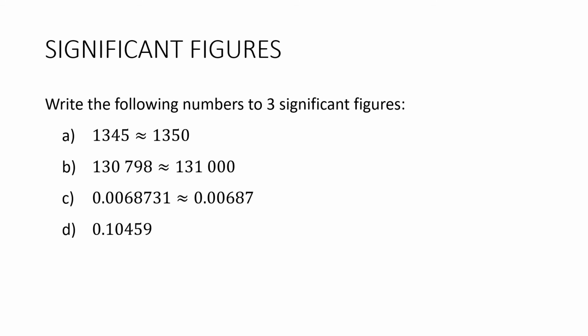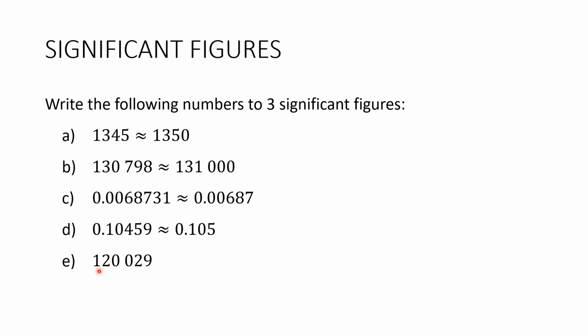What about this one? Okay, we want to keep the 1, the 0, and the 4. The next digit is a 5, too big, so we're going to round up that 4 to a 5. Approximately equal to 0.105.